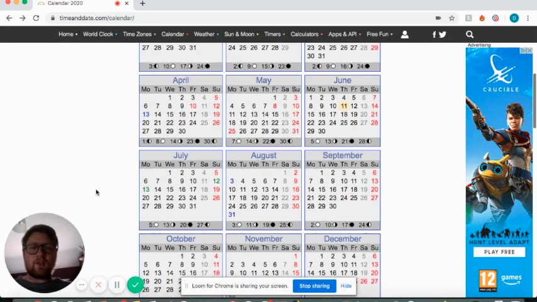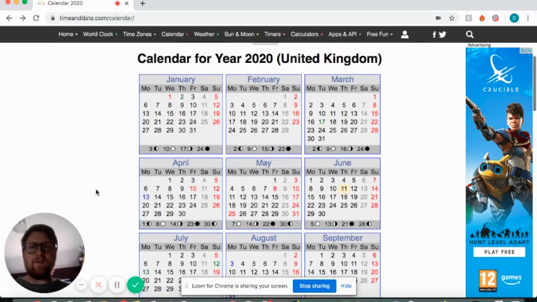So there are 12 months in a year. Very well done if you got that. Very well done indeed. So you can see different amounts of days in each of these months. So January has 31, for example.